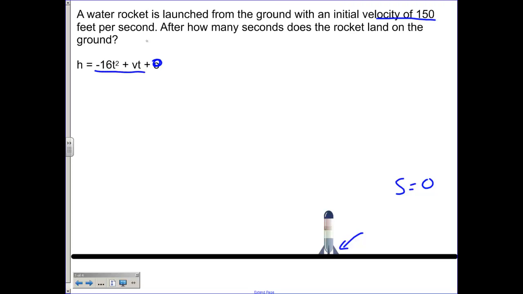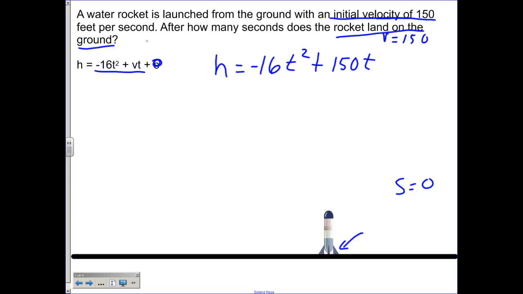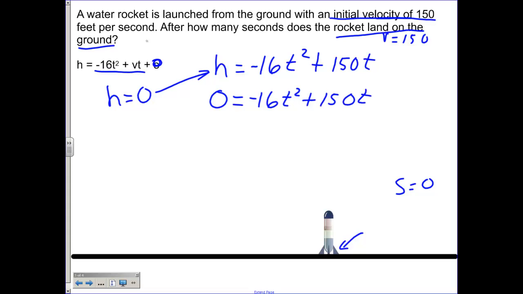All we're really looking at is this negative 16t squared plus Vt. So our height is going to equal negative 16t squared plus, now our initial upwards velocity was 150, so V equals 150. So we'll put in our 150 and then our t. The height above the ground would be equal to 0. So we're going to substitute H and force it to equal 0, like we learned in a couple of other videos. One of the techniques for solving quadratics is to force it to equal 0.